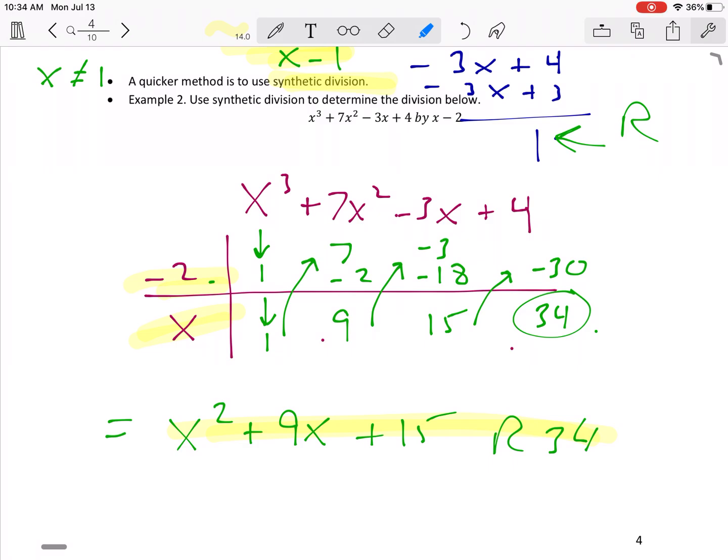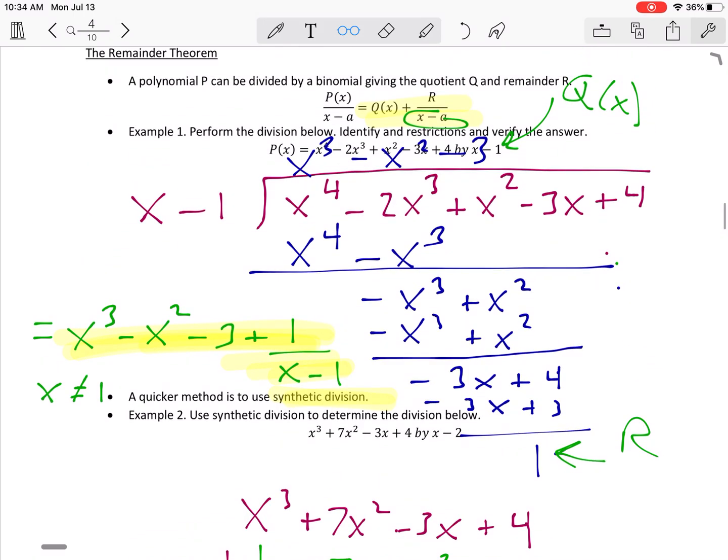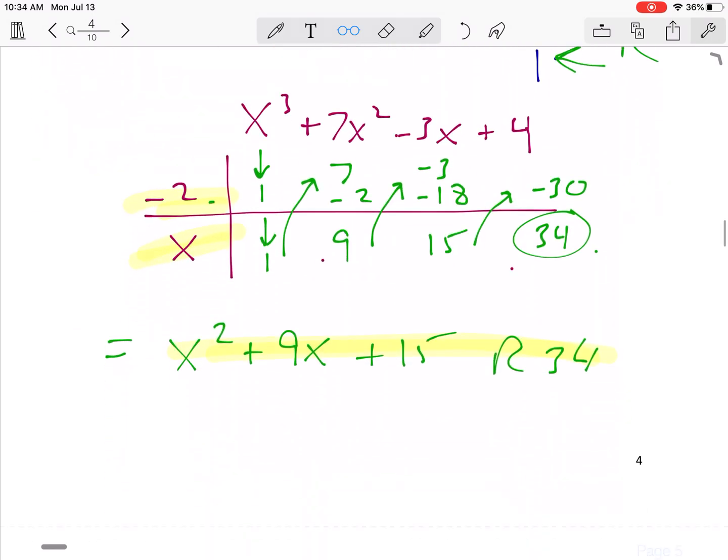Then 9 times negative 2 is negative 18, subtracted from the negative 3, which gives you the 15. And then 15 times negative 2 gives you the negative 30. And then you subtract that from the 4. And so if you understand this method, you can use synthetic division. If this is more confusing, then use the long division. So had you done the long division, you would have got the same answer.